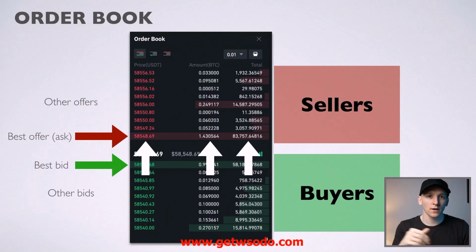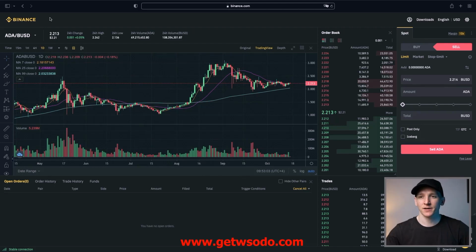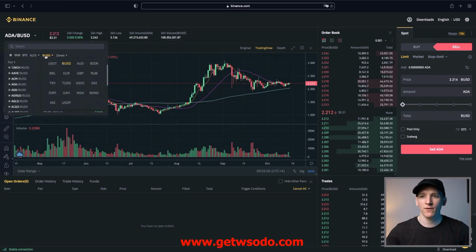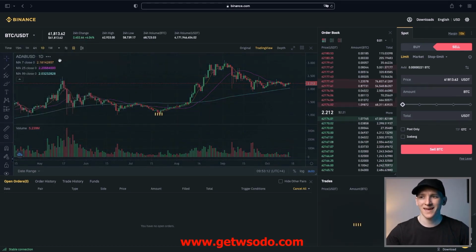So $83,000 worth is on offer at this price. Let's come over to Binance and actually just see this in action. So I'm going to switch over to a very, very liquid trading pair, US dollar, and we're going to search for BTC. So US dollar tether against BTC.